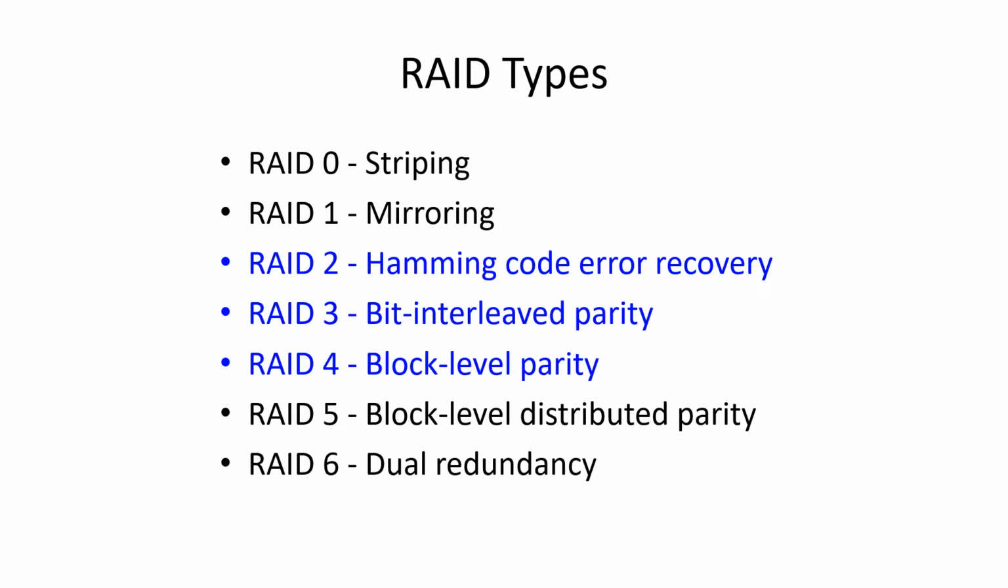RAID systems come in multiple types. They've been building them and experimenting and coming up with new types throughout time. There are several that we're going to talk about today. You need to know both the numbers and what that number does. So RAID 0 is striping. We'll go over the details of each one of these. RAID 1 is mirroring. RAID 5 is block level distributed parity. And RAID 6 is dual redundancy.